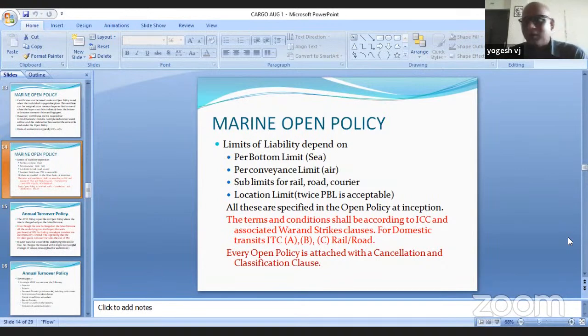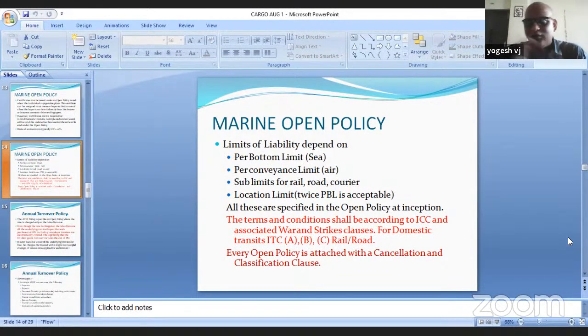We know that below 50 crores, our regional office has the limit to provide us the approval. But once it exceeds 50 crores, it requires facultative reinsurance, for which we are not the people to ascertain that. So how per bottom limit plays a role in a marine open policy or marine open cover certificate is that it helps us arrange for reinsurance basically. Per conveyance limit is when the vessel is replaced by an aircraft. If the goods are coming by air, it is called per conveyance limit. Then there are sublimits for rail, road, courier services. Then there is location limit. Now, this is very interesting.